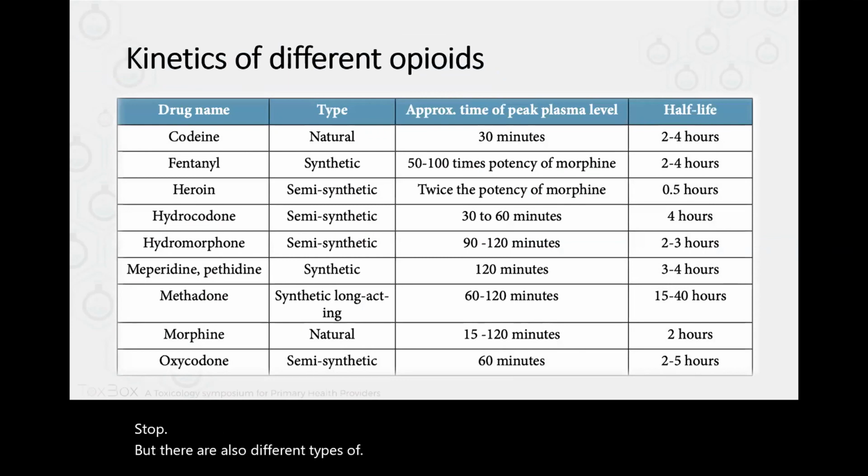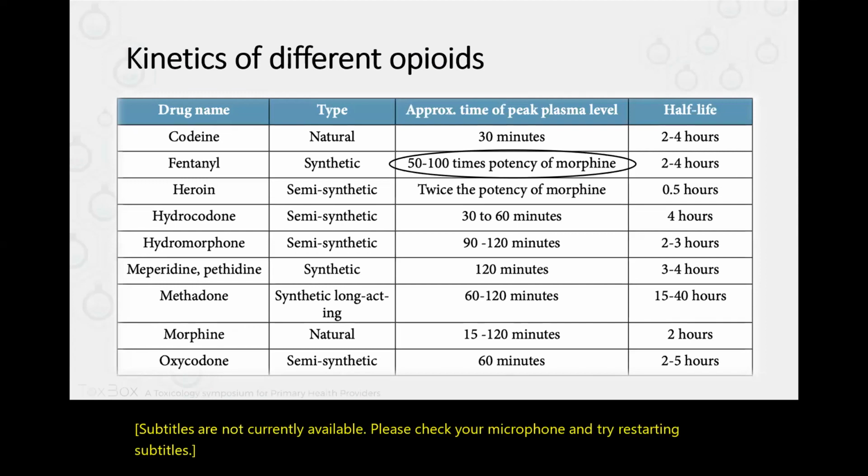It's crucial to know about the kinetics and the types of the opioid, because it will alter the management, the clinical presentation, and also the level of toxicity. In particular, for example, fentanyl is almost 100 times more potent than morphine. Morphine is considered the fastest and short-acting one. Also, methadone, for example, has the longest half-life, from 15 to 40 hours. It means it will have a prolonged toxicity course, which will need more management.